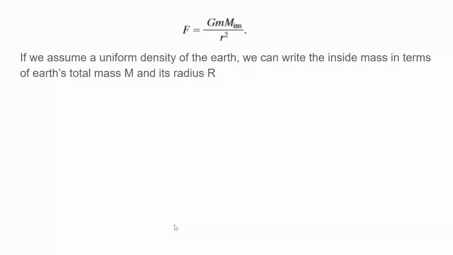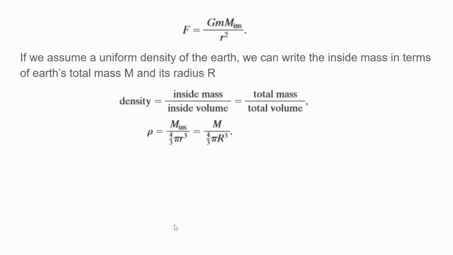So if we start with our force of gravity equation, Newton's universal law of gravitation, GMm over r squared, here we're looking at big M being the mass of the inside of the Earth. So that's the mass of the Earth that is still exerting a gravitational force on that particle. If we assume that the Earth has a uniform density, we can write the inside mass in terms of the Earth's total mass M and total radius R.